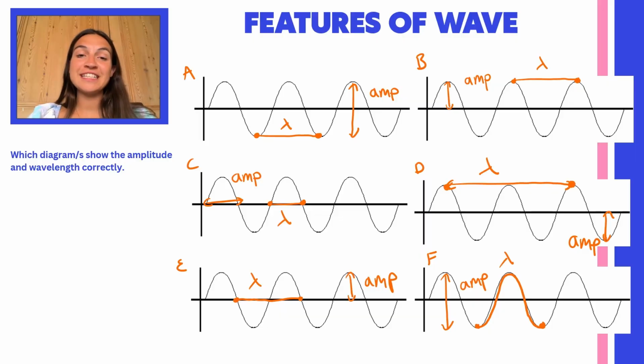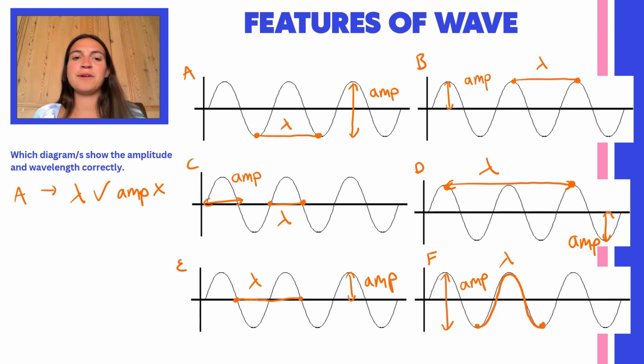Okay, so firstly, looking at the different features of a wave. We have got some different diagrams here, and we need to decide which diagrams show amplitude and wavelength correctly. So let's look at diagram A first. Here, the wavelength is between two crests which are next to each other, so that is correct. However, the amplitude is not all the way from a crest to a trough, but from the horizontal line to a crest, so that's not correct.